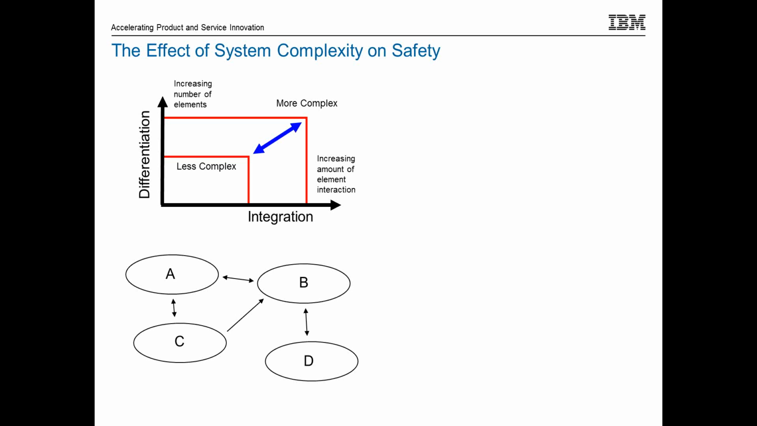So if we looked at a concept of complexity in terms of differentiation and integration, differentiation meaning the number of elements of a system. So the more elements you have, the more complex it is, and that's pretty obvious. The other dimension is integration, and that is the amount of interaction between those elements. And this is where today's complexity is being driven from in today's complex systems. So in today's system, behavior, more often than not, is being driven by the interaction of the components as opposed to the individual components themselves. And this includes, of course, unsafe behavior.